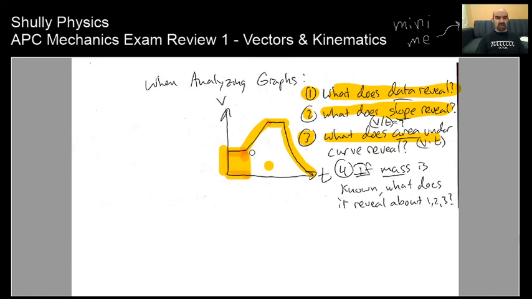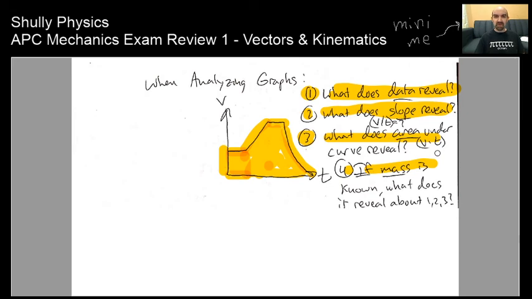So if I add up all the area under this curve, I get the total displacement during that entire time interval. All right. So what does the data reveal? Velocity changes. What does the slope reveal? The acceleration changes. And what does the area under the curve reveal? The displacement. And finally, if a particular problem gives you mass, number 4, what if mass is known?